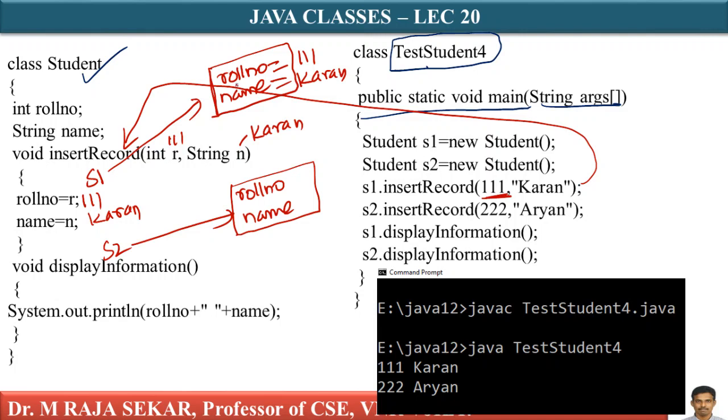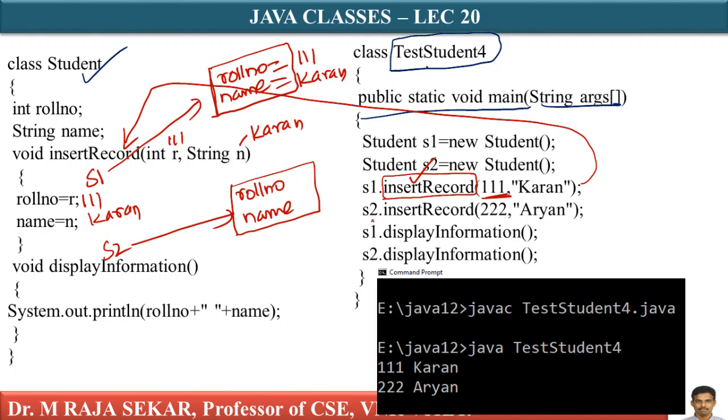We initialized this particular object with the help of a method. Which method? Insert record. The intention of this class is to explain initializing an object with the help of a method. Yes, insert record is a method by which I am initializing this one, isn't it?